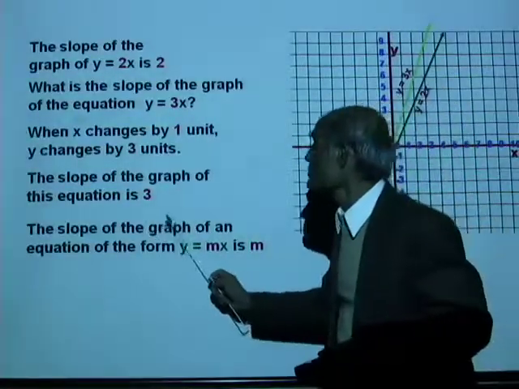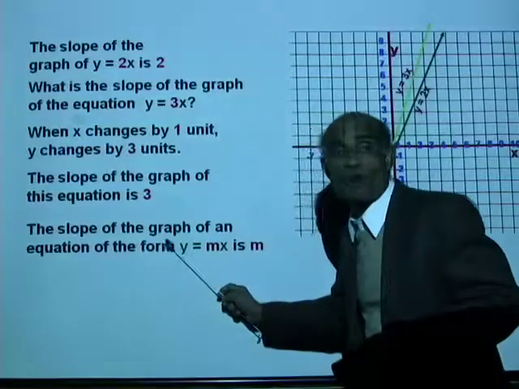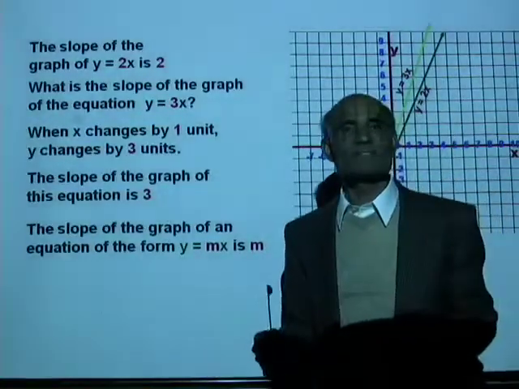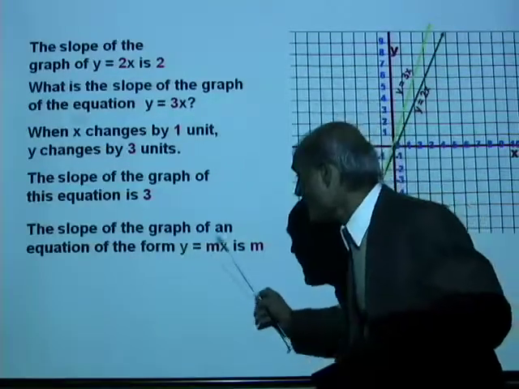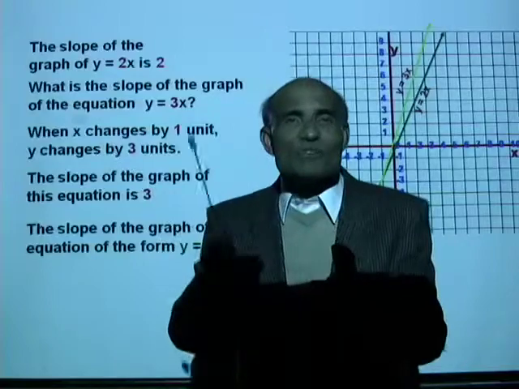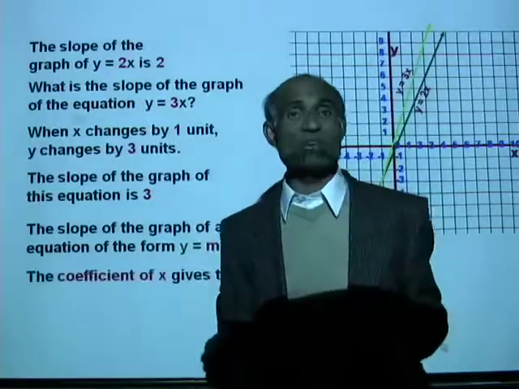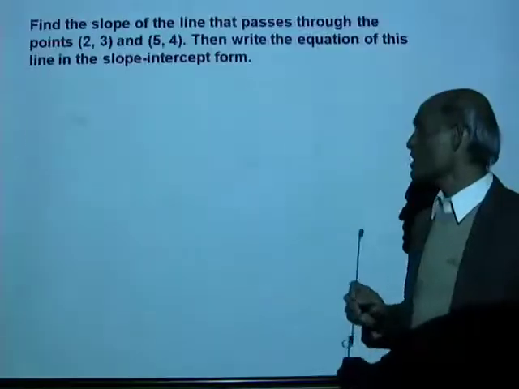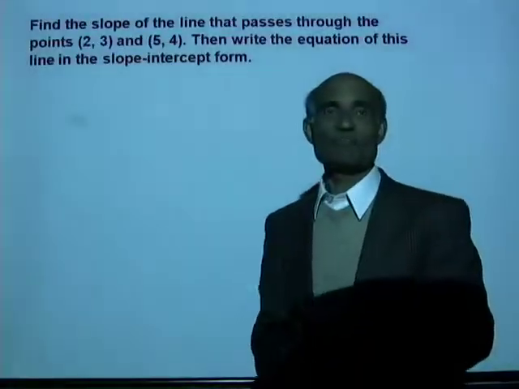Now, the slope of the graph of an equation of the form y equal to mx is m. In other words, in y equal to 7 over 2 x, that 7 over 2 is the slope, the rate of change. So the coefficient of x gives the slope of the graph.